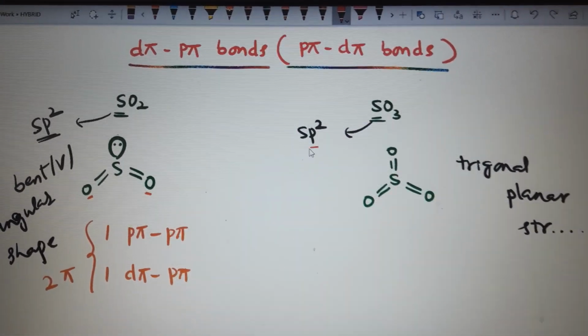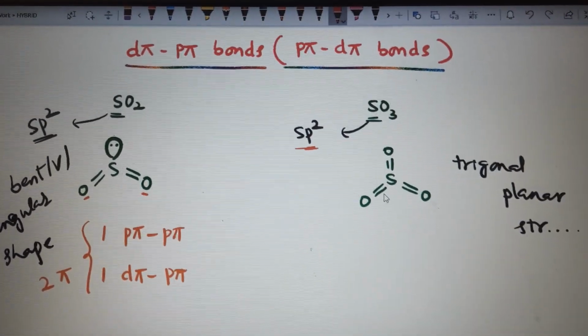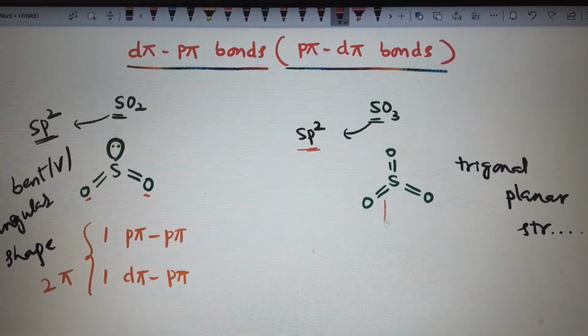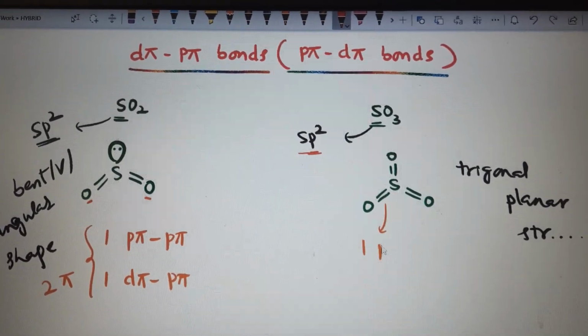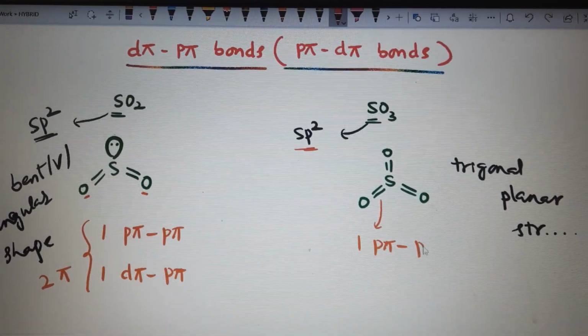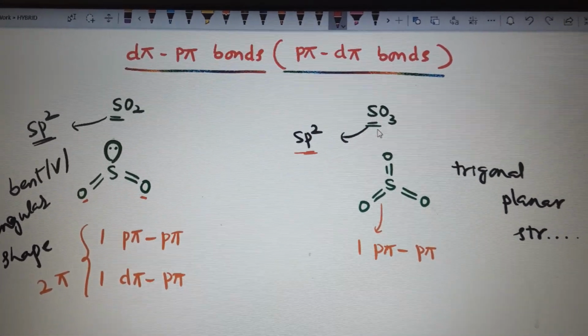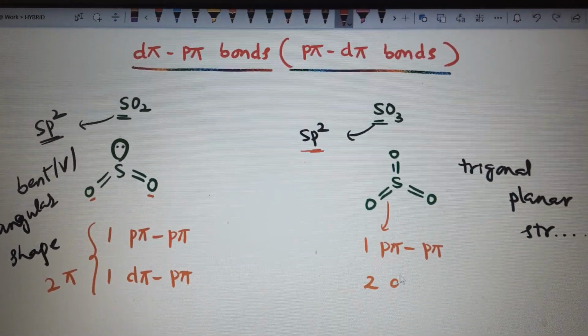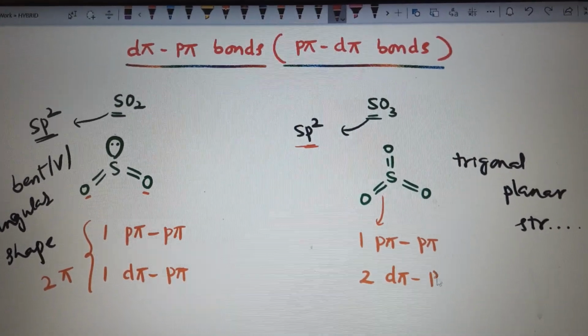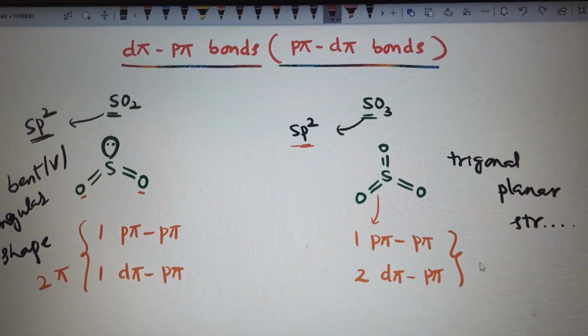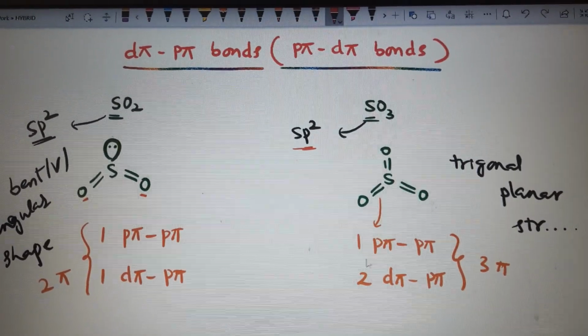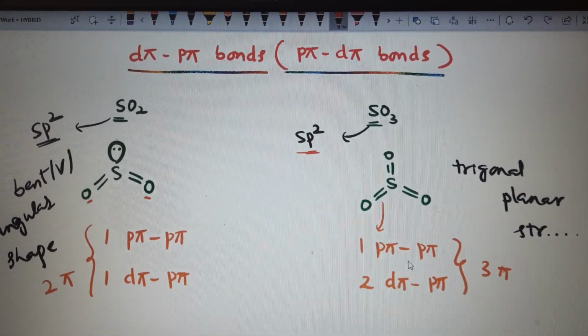Then in SO3, sp2 leaves one more p orbital, so one pi bond is pπ. The other two pi bonds obviously use d orbitals of sulfur, so two dπ-pπ bonds. Out of the three pi bonds, one is pπ and two are dπ-pπ.